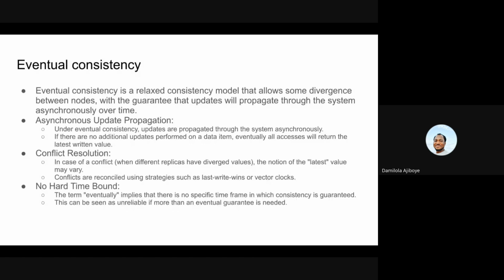Now, eventual consistency. This is a relaxed consistency model that allows some divergence between nodes, and the guarantee is that updates will eventually propagate through the system over time. We just expect that the update gets propagated. In case of a network partition, for example, whenever the partition is resolved, we expect that these replicas will sync and get updated. So asynchronous update propagation is one of the properties of this consistency model.